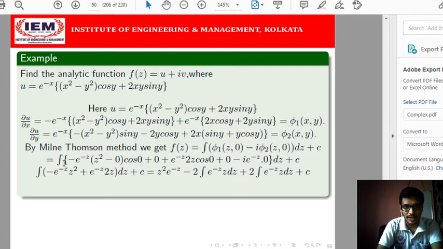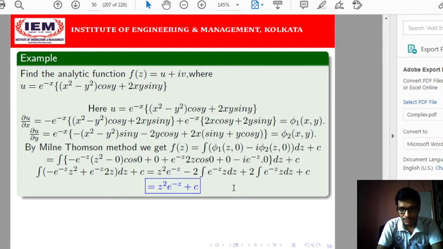The integration of minus e to the power minus z will be e to the power minus z, minus 2z into the differentiation of z, that will be 2z, and the integration of minus e to the power minus z will be e to the power minus z. So plus this. This term will vanish, since we have kept the second term constant. So these two terms will vanish. So what will be the value of fz? The value of fz will be this term only, because the second and third terms will be deducted. So this will be z square e to the power minus z plus c.